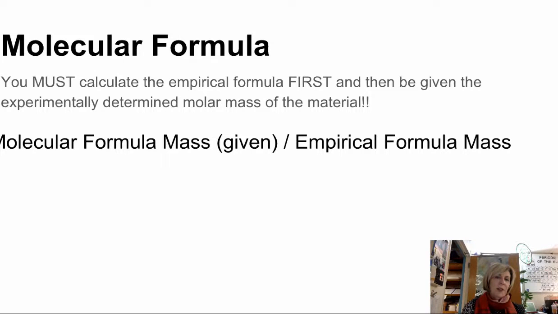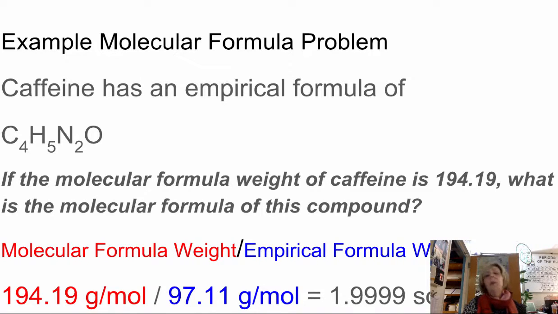So what about a molecular formula? How do you do that? Well, you have to calculate the empirical formula first, and then you also have to be given the molecular formula mass to be able to do the problem. So what you do is you take the molecular formula mass and you divide it by the empirical formula mass that you calculate from the empirical formula.